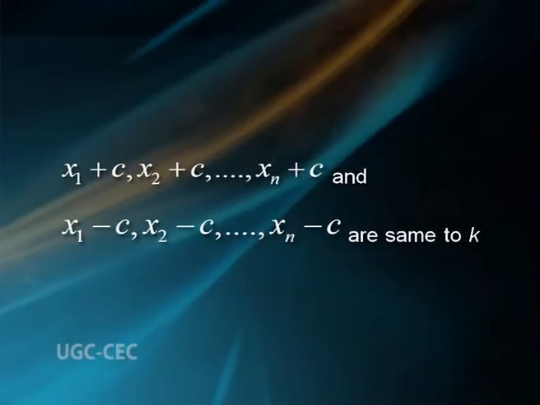Note 1. The addition or subtraction of a constant from every observation of a set makes no change in the standard deviation of the set. That is, if the standard deviation of the observations x1, x2, etc., xn is k, then for a constant c, the standard deviation of the values x1 plus c, x2 plus c, etc., xn plus c and x1 minus c, x2 minus c, etc., xn minus c are the same as k.